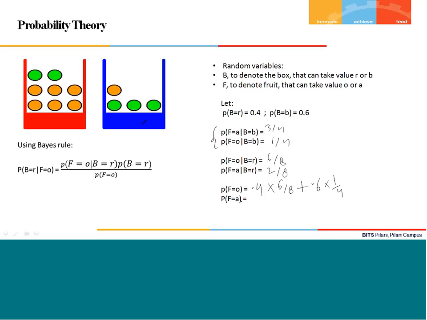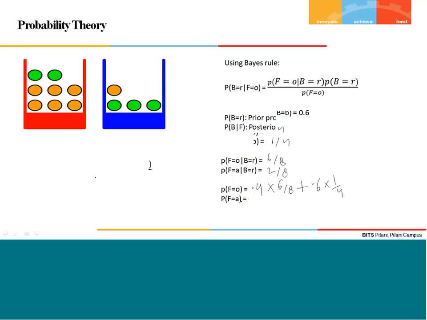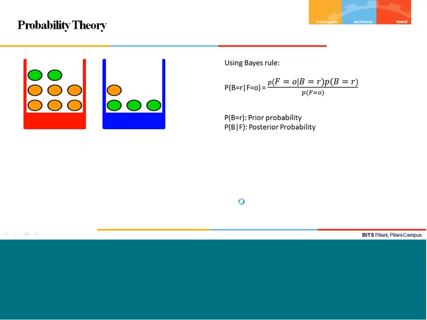The probability of apple is like point, you know how to do that. This is the Bayes theorem. The main important thing that I want to specify here is that this is the prior probability. This is a prior probability.